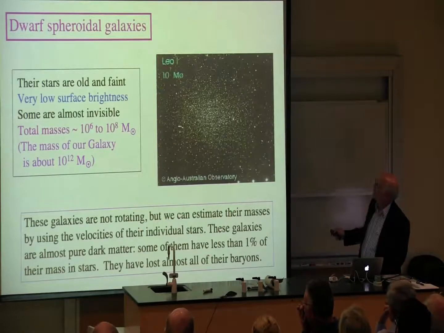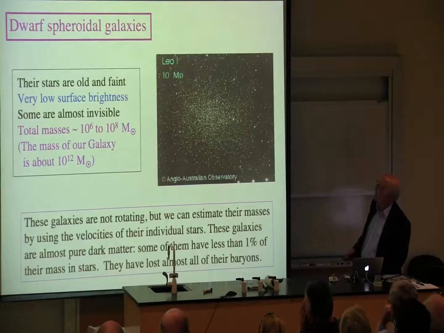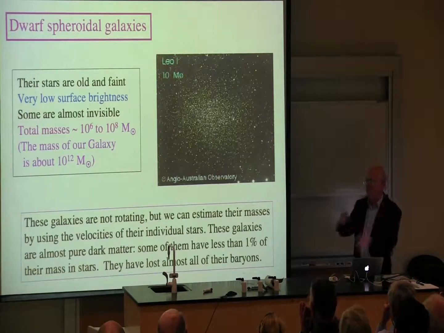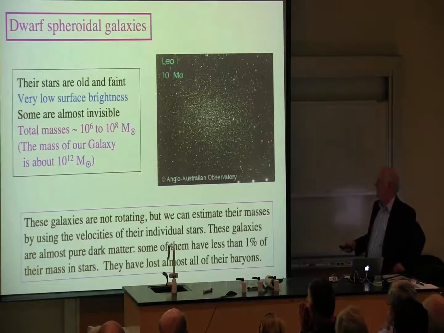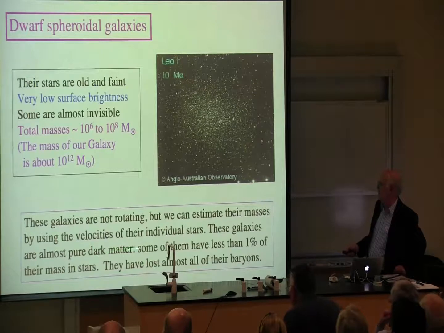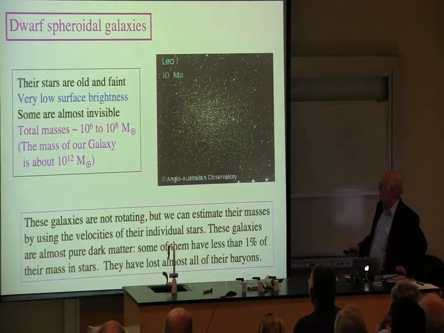So here's a dwarf spheroidal galaxy. You can just see some faint stars. This one's called Leo 1. They get much, much fainter than this. These galaxies don't rotate. The stars just buzz around in the field of the dark matter. But we can estimate their masses by measuring the velocities of stars, and that's done. And it turns out these galaxies are almost pure dark matter. Some of them have less than 1% of their mass in stars.